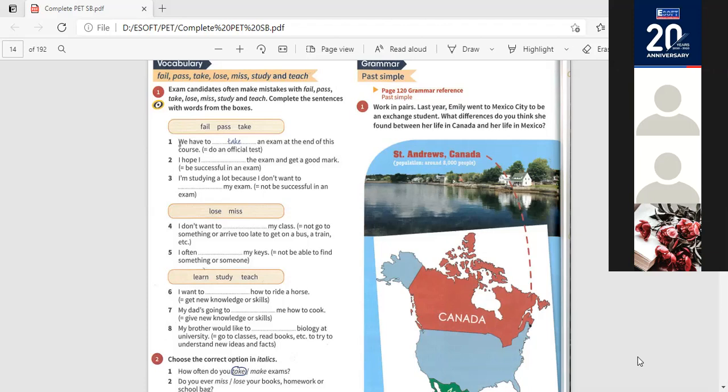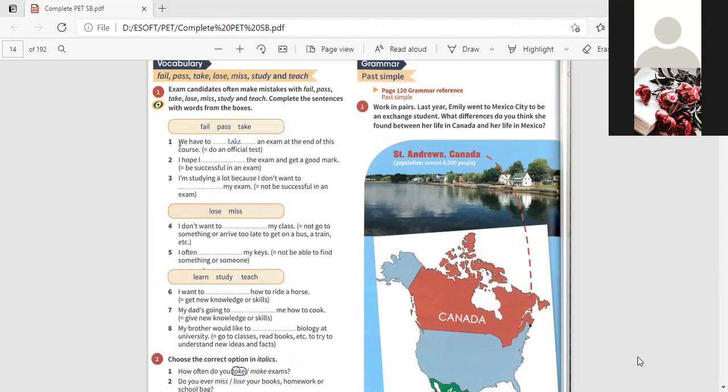Okay. Miss. Amit. I will miss my class if the bus doesn't arrive here in time. I didn't hear you, Amit. I will miss my class if the bus doesn't arrive here in time. Very good, very good. Okay, learn. Damindi. I want to learn French. Easy and correct. Yasiru, study. Yasiru. Tenulya.